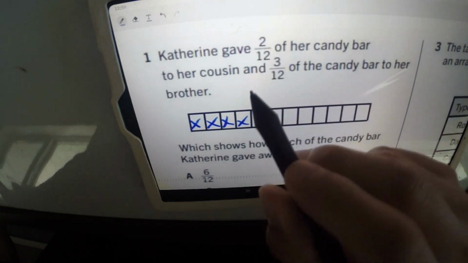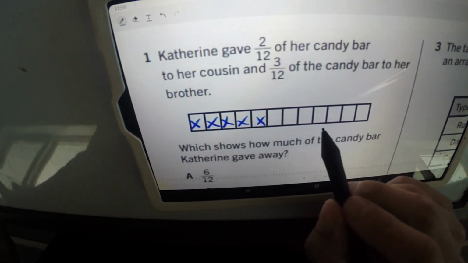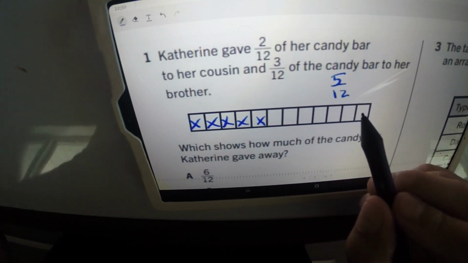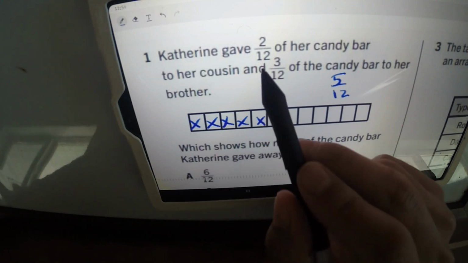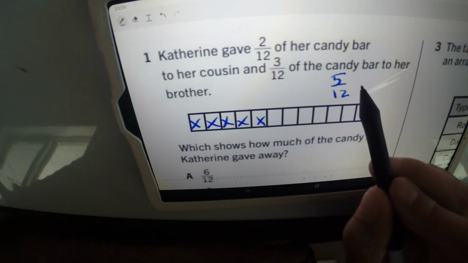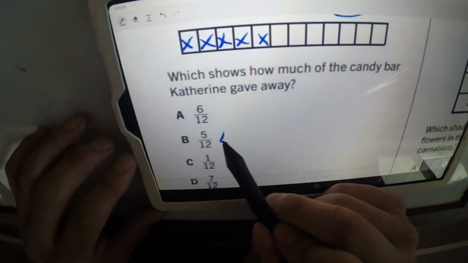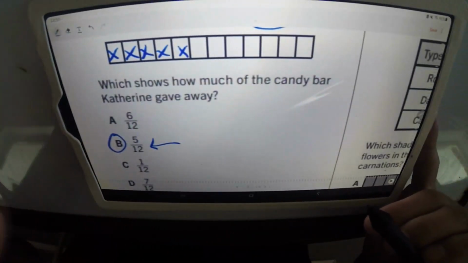So we're just adding the numbers up. We just count them up. 1, 2, 3, 4, 5. 5 of the entire thing, which is 12. So 5/12. That's as simple as it gets. 12 separate pieces. She gave 2 and 3 of those pieces. 1, 2, and 1, 2, 3. Which again equals 5. And this is our answer. 5/12, and that's this one. That's about as easy as it gets.